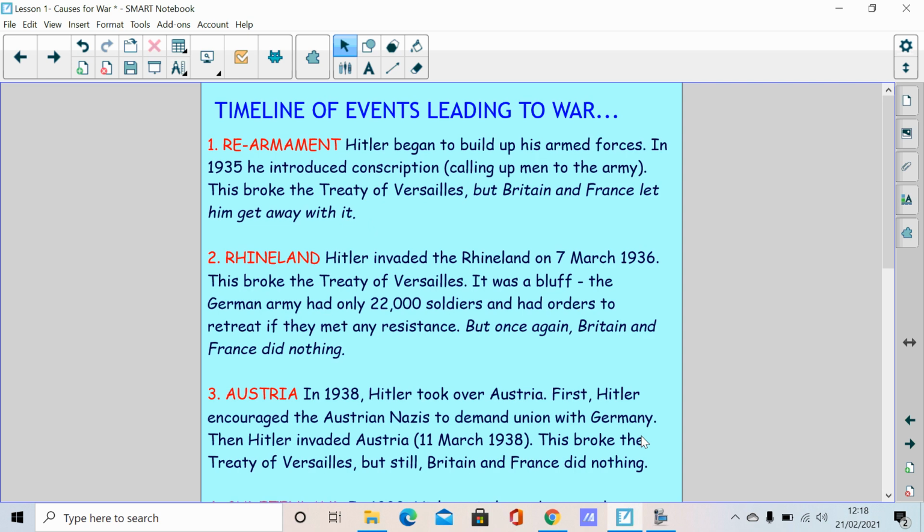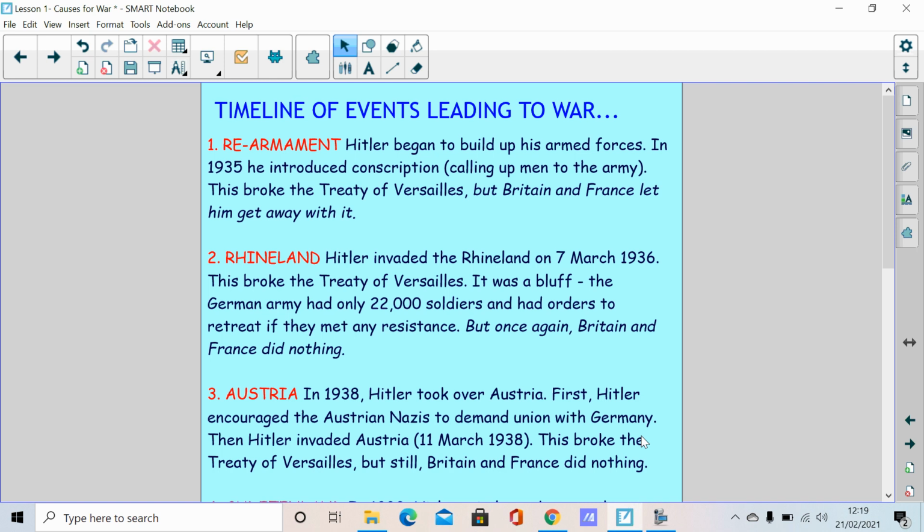So this is all just like a bit of a timeline leading up to war. These things didn't happen quickly. It was over several years, but it started with when Hitler gained power, and he started the process of rearmament. So he basically began to build up the armed forces again. In 1935, he introduced conscription. So he was calling all men up to the army. And this actually broke the Treaty of Versailles, but Britain and France let him get away with it. They let him do it.